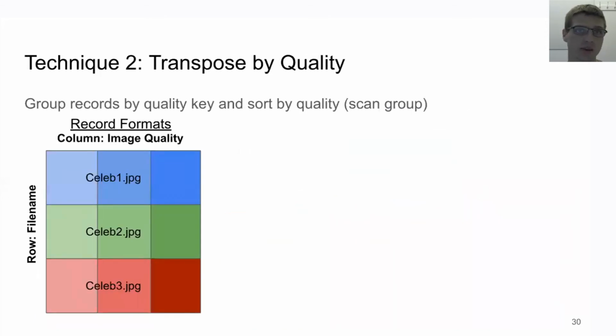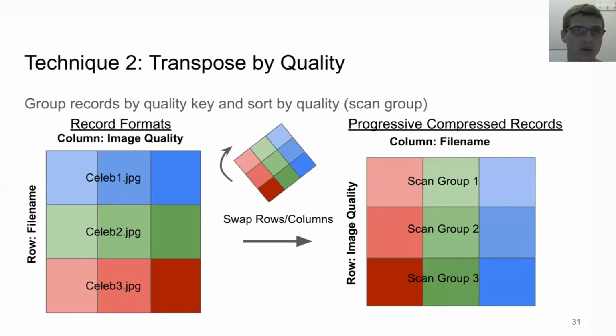The next technique we use is to group images by the image quality, or scan number. On the left, we see 3 celebrity images that were converted into progressive format. Each row in this matrix is a file, and each column is a scan. On the right, we see the transposed version of that matrix, where rows are now the scans and columns are now the files. This is good since now we can do reads across the quality of the rows of the representation, which avoids random reads.